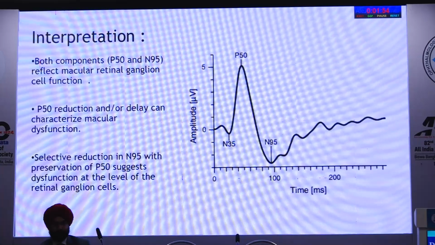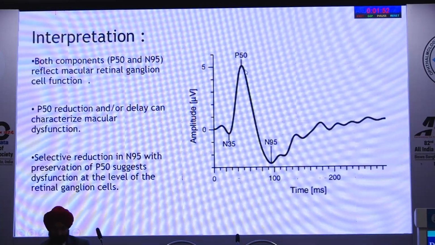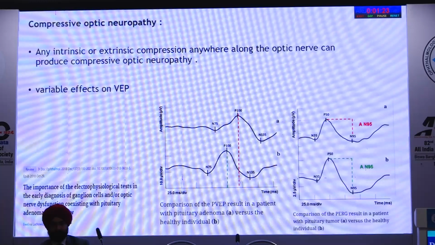So how do we interpret this PERG? There are two peaks, P50 and N95. P50 is derived predominantly from the macula, and N95 also has macula and the retinal ganglion cells, and N95 is exclusively from the rest of the retinal ganglion cells. So selective P50 reduction or delay can characterize macular dysfunction, and selective reduction in N95 with a normal P50 suggests dysfunction at the retinal ganglion cells.